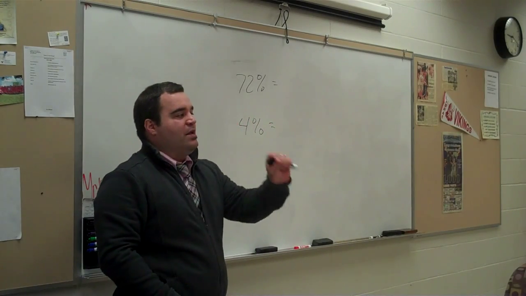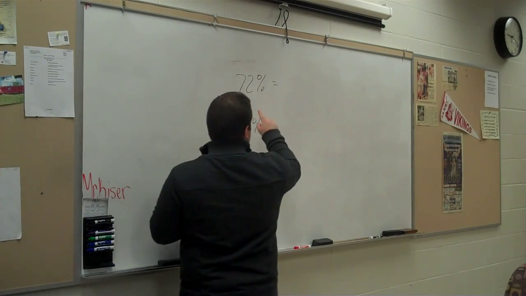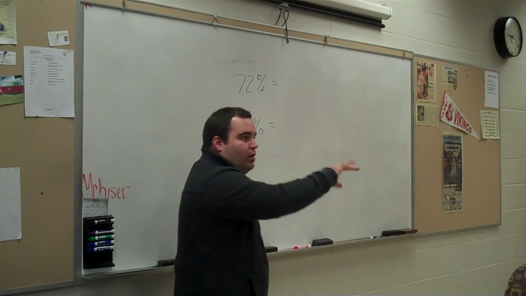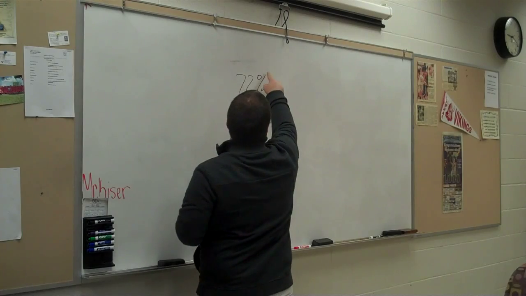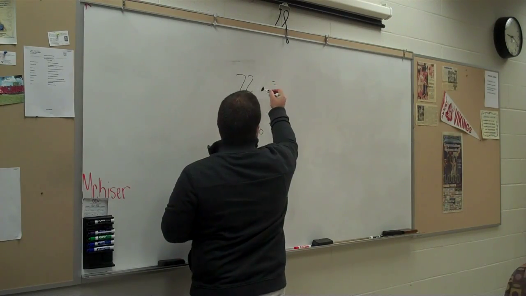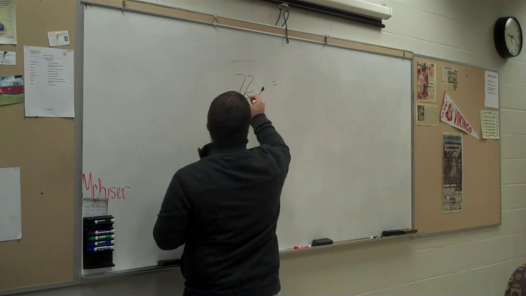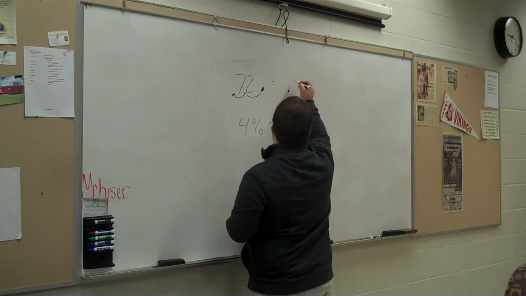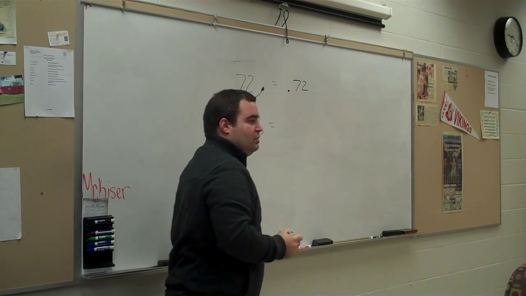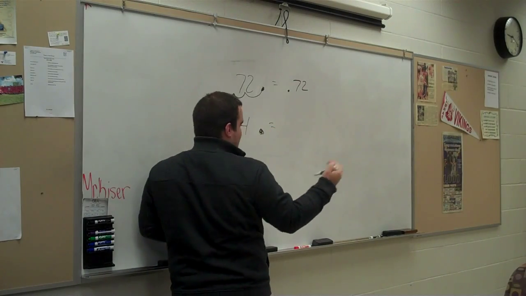If you want to turn a percent into a decimal, do some magic. Get rid of the percent sign. You erase this. You fill this in. Then you move the decimal 2 times. 1, 2. You erase this, you fill this in, and you move it 2 times.